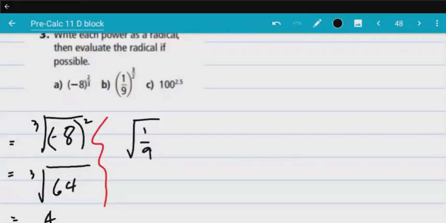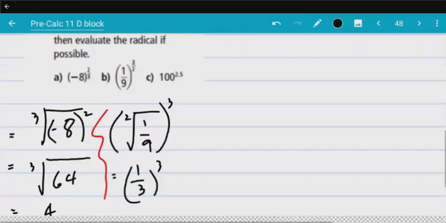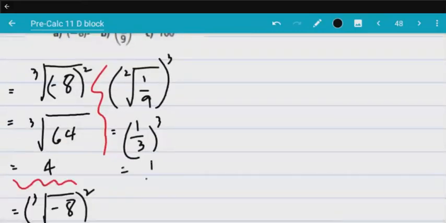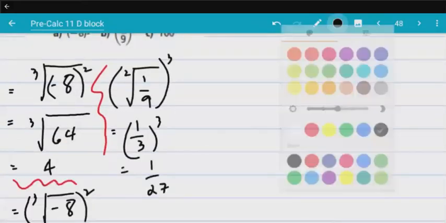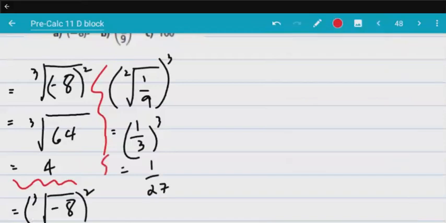Now note that the exponent is 3/2. So that means this 2, which is the denominator, is going to be your index. And then that 3, which is your numerator, is going to be your exponent. What is the square root of 1/9? That's 1/3. If you're going to cube it, that would be 1/27. Okay.